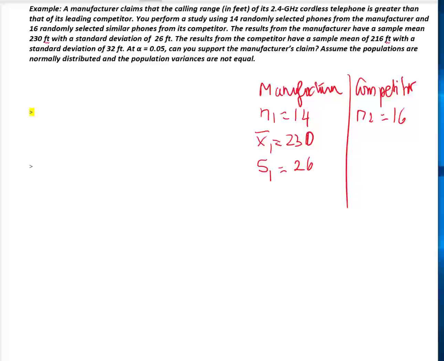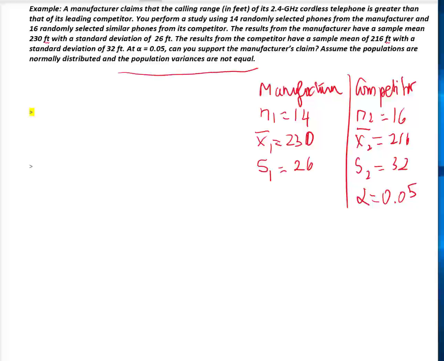And the results from the competitor have a sample mean of 216, with a standard deviation s2 of 32 feet. At alpha equal 5%, can you support the manufacturer claim? Assume populations are normally distributed and the population variances are not equal.